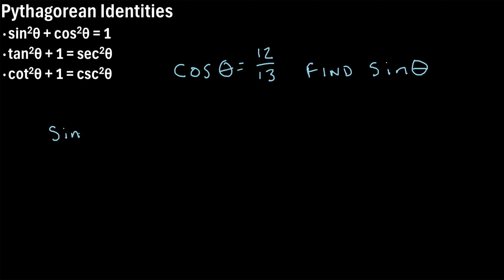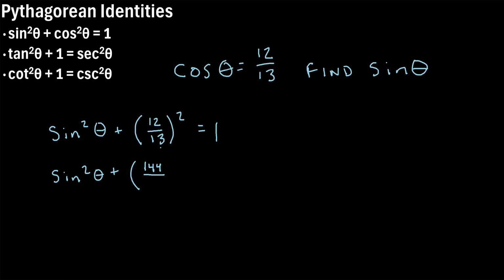So we have sine squared theta plus cosine squared theta. We're told that cosine of theta is 12/13, so we just have 12/13 squared, is equal to 1. If we simplify, we can write sine squared theta plus 12/13 squared. We just need to square the numerator: 12 times 12 is 144. And we can square the denominator: 13 times 13 is 169. And all of that is equal to 1.